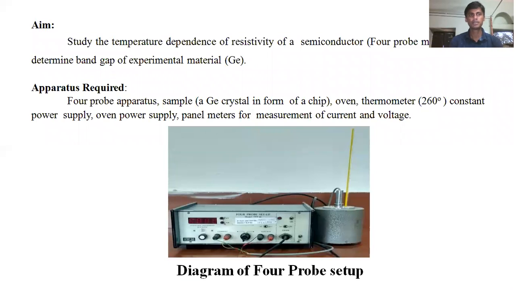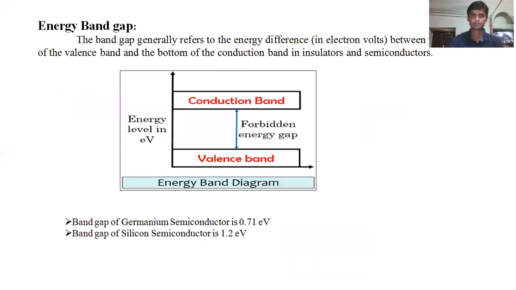The aim of the experiment is to study the verification of resistivity of a germanium crystal by the four probe method and hence to determine the energy band gap Eg. Next, the apparatus required: four probe apparatus, sample germanium crystal in the form of a chip, oven, constant power supply, and open power supply. And this is the diagram of the four probe setup.